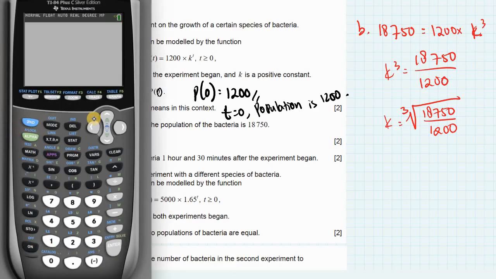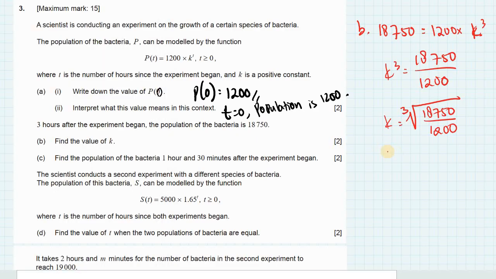We have math, third root of 18,750 divided by 1200. Enter. 2.5. So we have k equals 2.5.